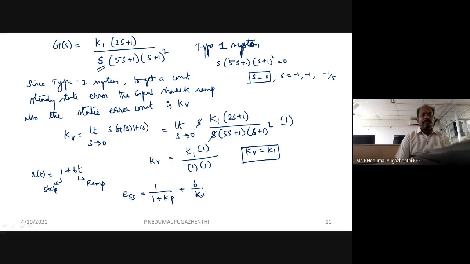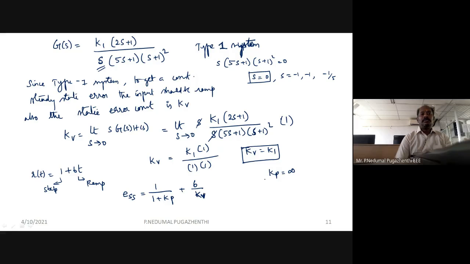Any doubts? Any point you want me to repeat? So for a step input the steady state error is 1 over 1 plus Kp, and for this particular ramp of 60, you get the input in the numerator and divided by Kv, so 60 over Kv. And what is Kp actually? Kp will be equal to infinity.